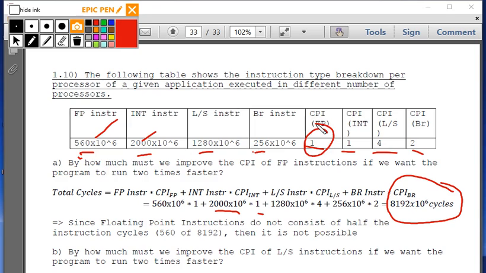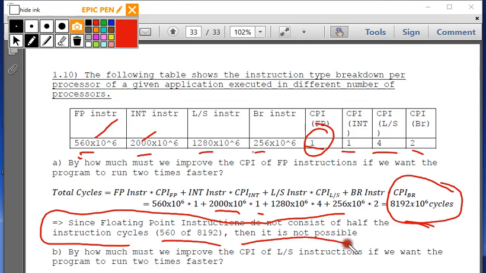So how much would I need to improve the computer in order to make it run twice as fast? How many cycles do I need to get rid of in order to make it run twice as fast? 4,096. 4,096, right? And how many cycles do I have available to be floating point? 560. So what does that mean? Not possible. Correct. Since floating point instructions do not consist of half of the instruction cycles, 560 of 892, then it is not possible. So you go back to Dilbert Boss and say, that's only 560 out of 892. And they go, well, how can you make it more? And you go, no, you can't. That's breaking the laws of physics and science and intelligence, right?